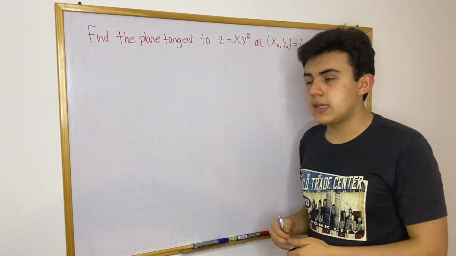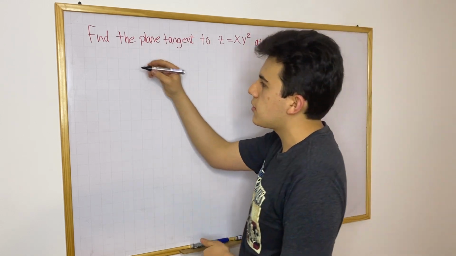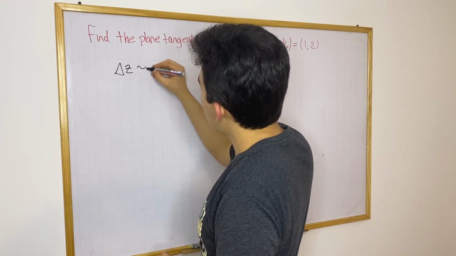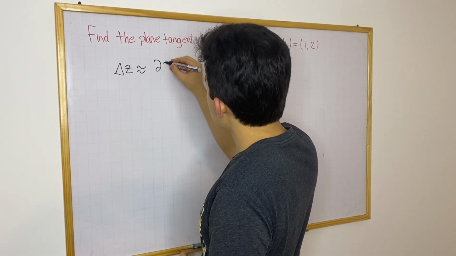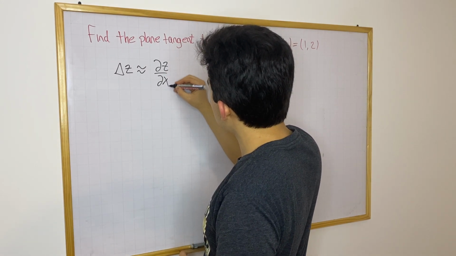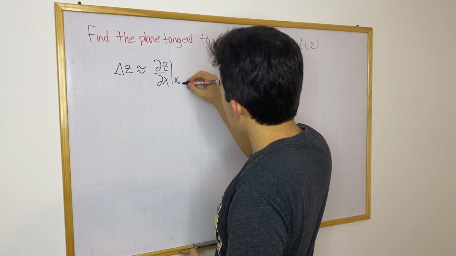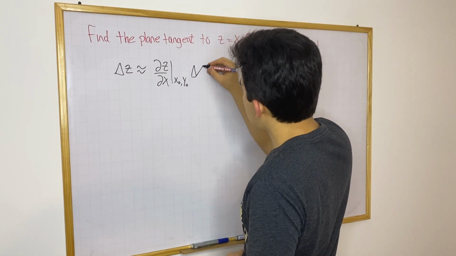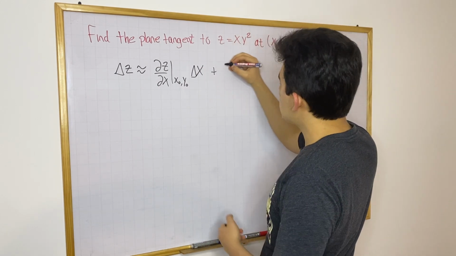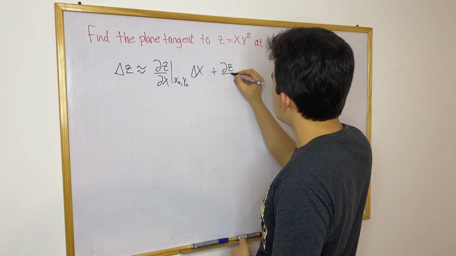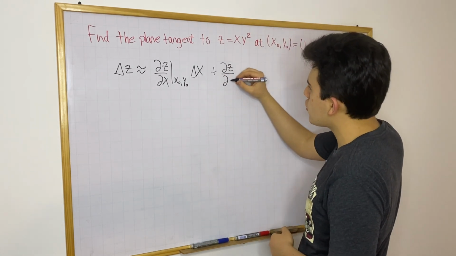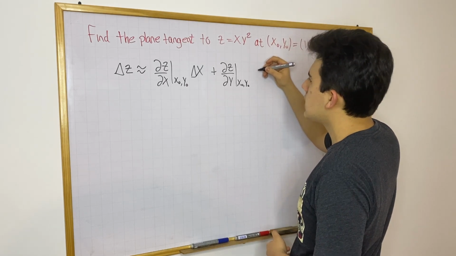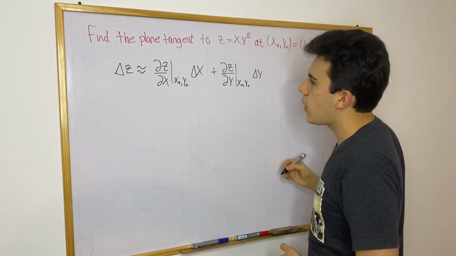So there's a very similar idea here, and the formula that I will use goes like this. Any change in our variable z will be approximately the same as the partial derivative of z with respect to x evaluated at our point (x naught, y naught), multiplied by delta x, okay? And then, since we have two variables, we do something very similar: partial z partial y, evaluated at (x naught, y naught), multiplied by delta y, okay?